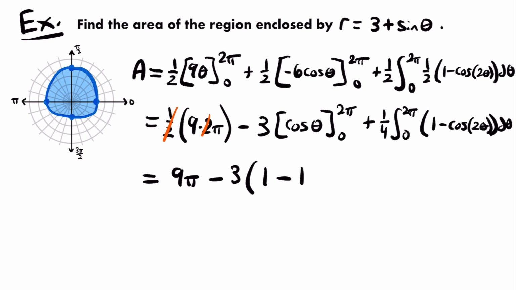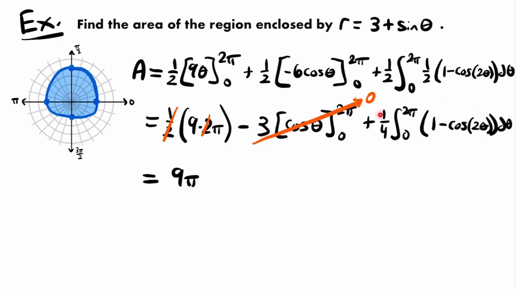So we have 1 minus 1, but 1 minus 1 is 0. So this is just 0 times 3, and so this whole term just becomes 0. All right, so I'm not going to bother to write that so we have more space for the rest of our work, and I'm just going to draw a line through this and say that it goes to 0.